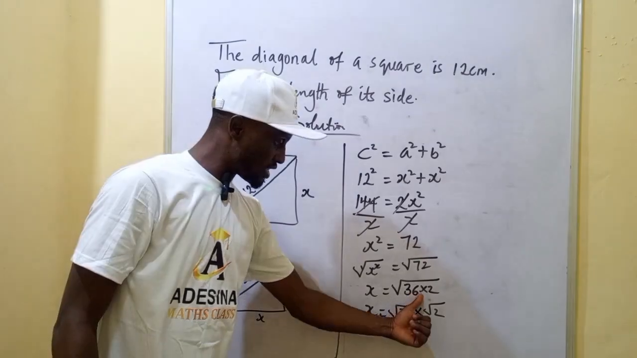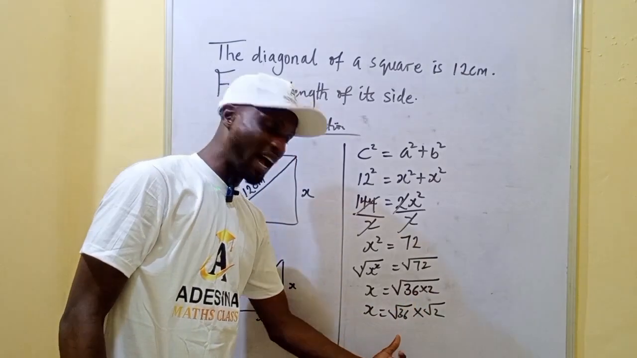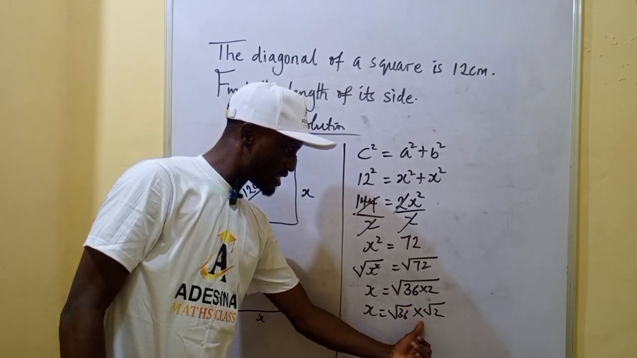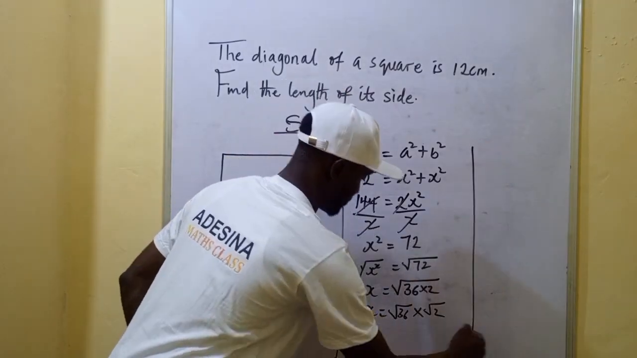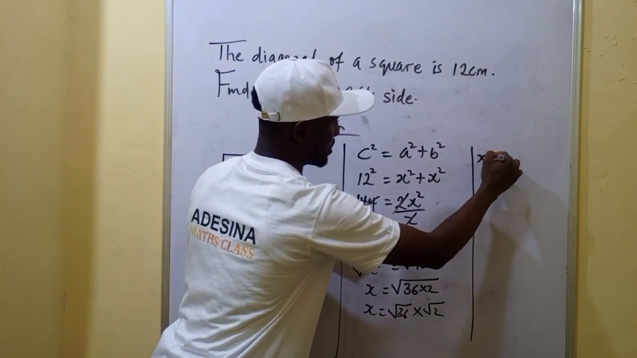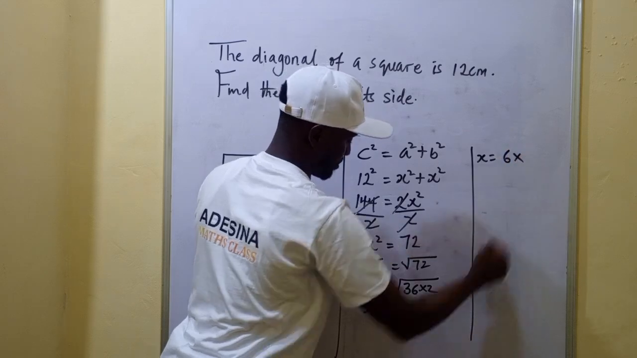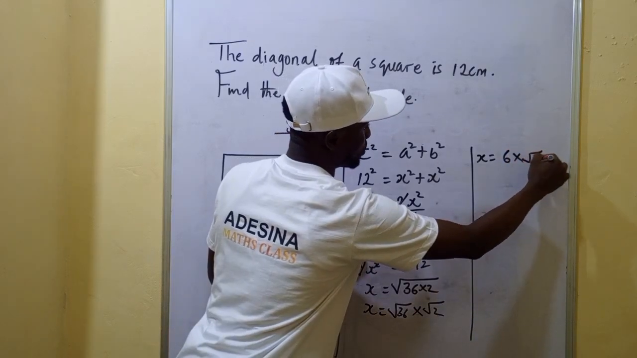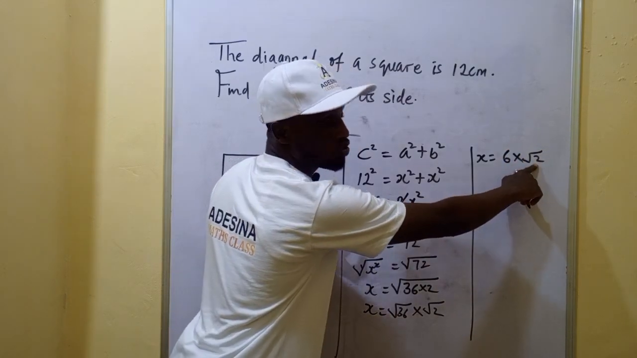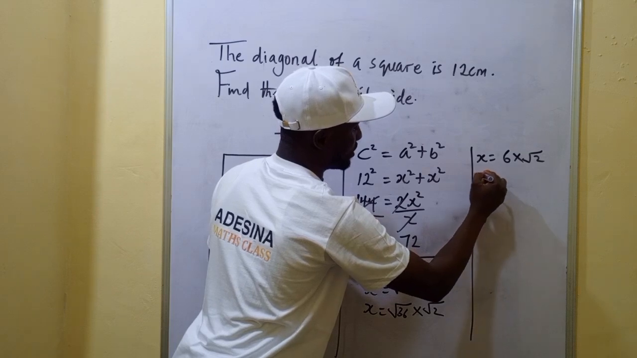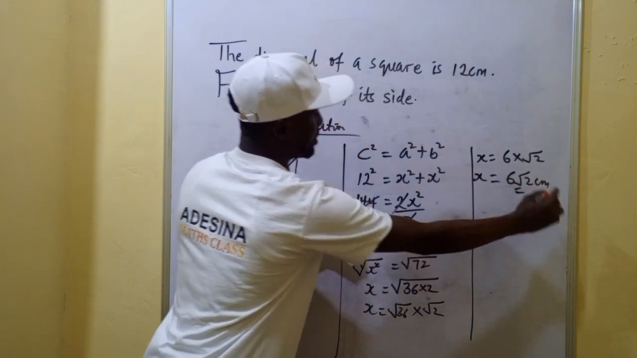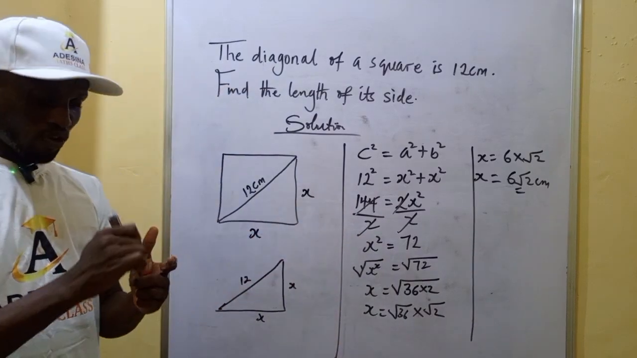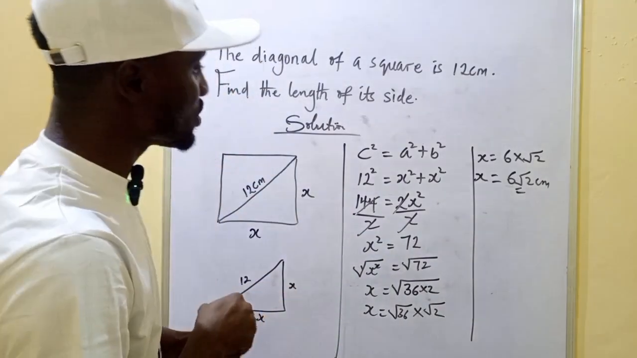So the square root of 36 times 2 is the same thing as root 36 times root 2, which is going to be giving us, what's root 36? Which is 6 times root 2, because you can't find the exact root of 2. So if you multiply it together, 6 times root 2 will give us what? 6 root 2 centimeter. So the length of its side is 6 root 2 centimeter.